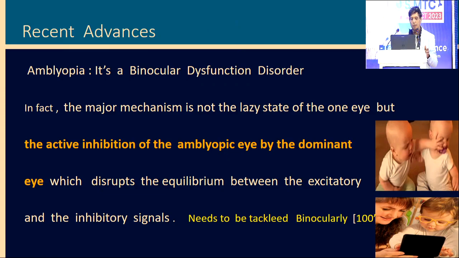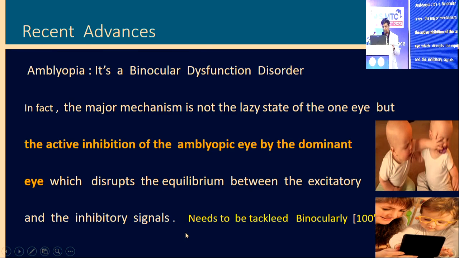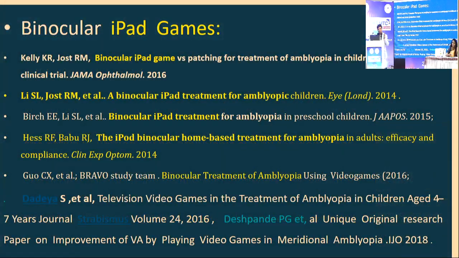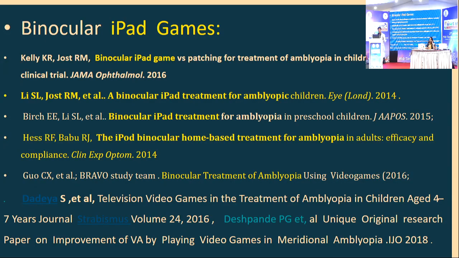So again, coming back, amblyopia is a binocular dysfunction. In fact, the major mechanism is not the lazy state of the one eye, but the active inhibition of the amblyopic eye by the dominant eye, which disrupts the equilibrium between the excitatory and inhibitory signals. It needs to be tackled binocularly. There are more than 100 references for that. People are using the iPad for binocular treatment.